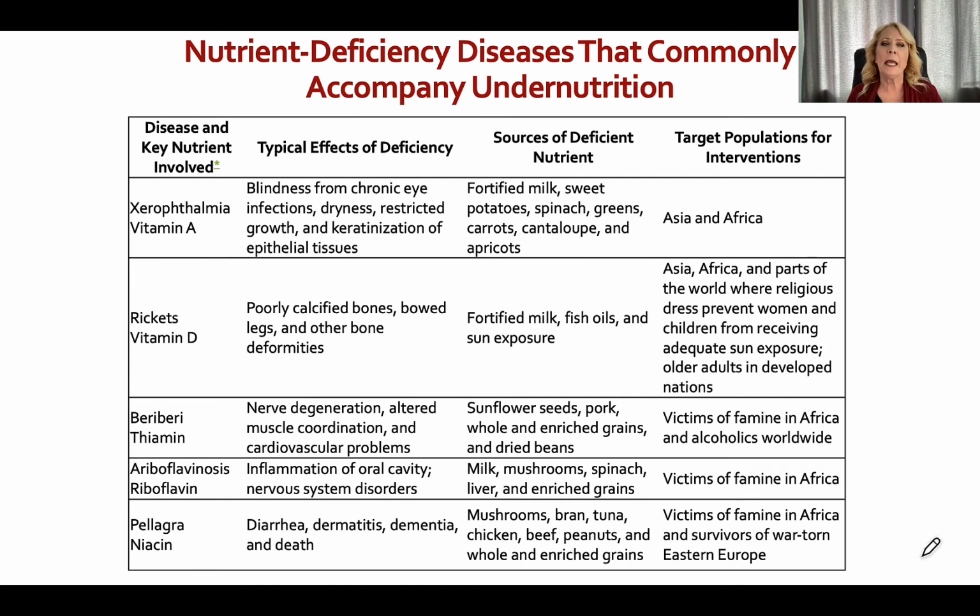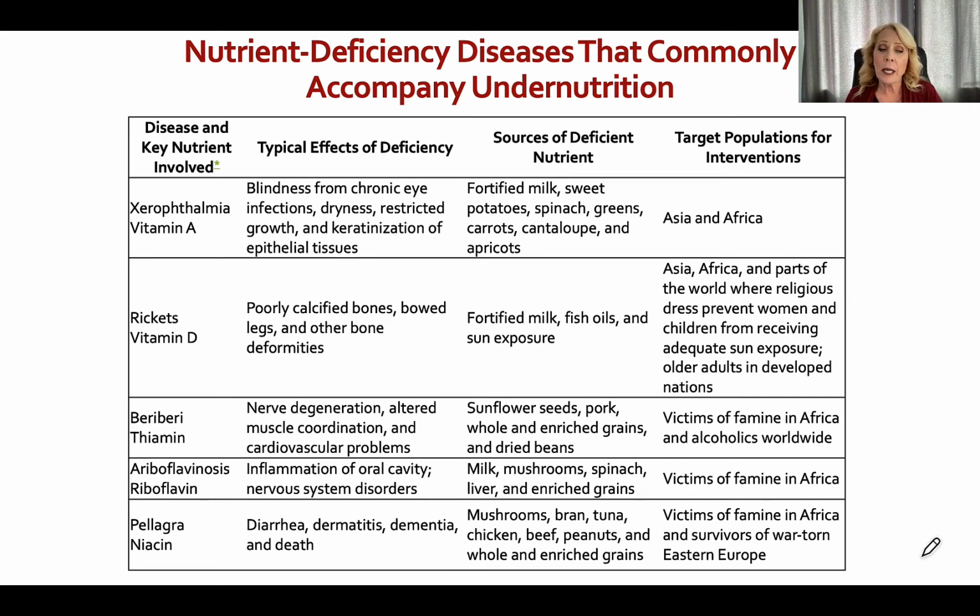Ariboflavinosis, which is a decrease in riboflavin. This can cause inflammation of the oral cavity and different nervous system disorders. And again, we typically see this in famine, any place where a country is experiencing that. Sunflower seeds, pork, enriched grains, dried beans, all good. Oh, excuse me, those are for beriberi. For riboflavin, you're talking about milk, mushrooms, spinach, liver, and of course, again, enriched grains.